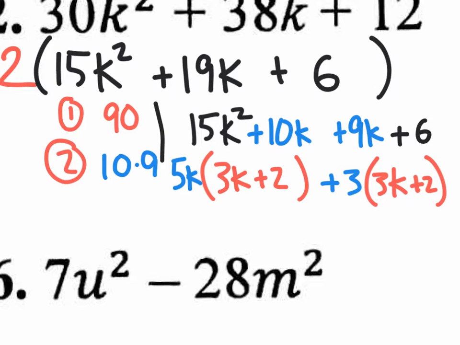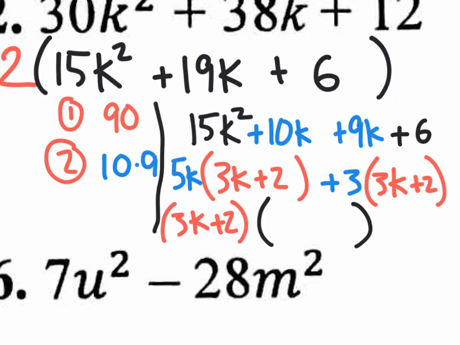And then finally, let me put a line right here. Finally, we're going to pull out what's in common in the first group and the second group, which is the binomial 3k plus 2. I want to write it as 3k plus 2. And what would be left on the inside if I pull out the 3k from here, the 5k would be left. If I pull it out from here, the plus 3 would be left. So the 5k comes down and the plus 3 comes down. And ladies and gentlemen, that's your factored form.